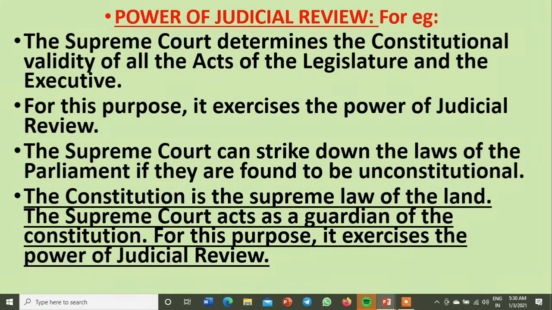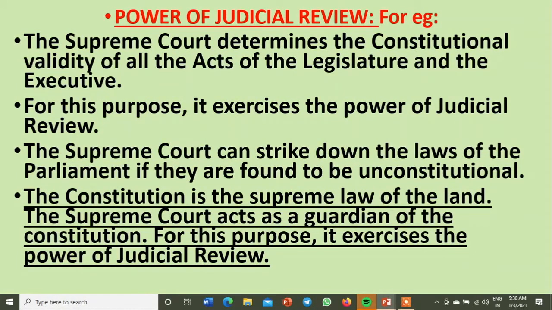Yes, the constitution, I told you in the beginning, the constitution tells how the government is to work. Suppose the government makes any law or makes any order which is not within the limits of the constitution, then who is to check the government? That is, the Supreme Court is to check the union government and the High Court can check the state governments also.